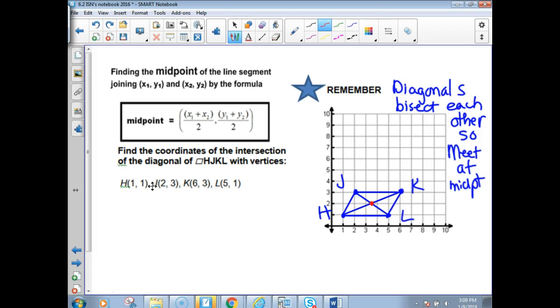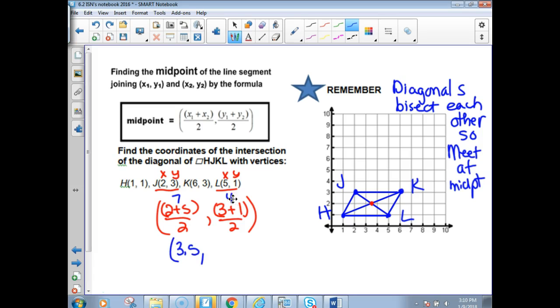And it's the segment JL, and we need JL's midpoint. So let's start with J to L. These are the x's, the 2 and the 5, so I'm going to take 2 plus 5 and divide by 2. I'm going to add the y's, 3 and 1, and divide that by 2. So what you need to remember is you add and then divide by 2. 7 divided by 2 is 3.5, and 4 divided by 2 is 2.